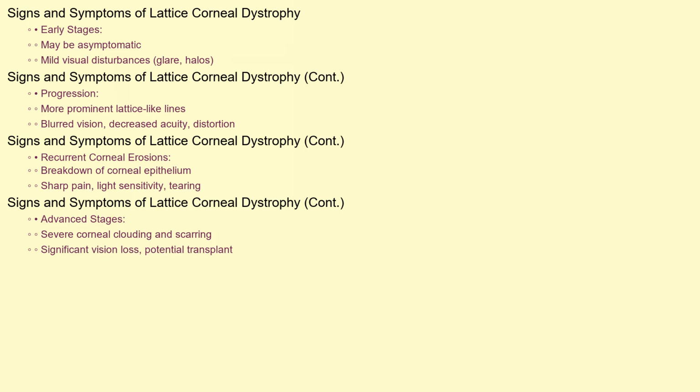Recurrent corneal erosions are a common and painful symptom. These erosions occur when the outer layer of the cornea, the epithelium, breaks down, causing sharp pain, light sensitivity, and excessive tearing. These erosions can occur spontaneously or be triggered by minor trauma to the eye. In advanced stages, severe corneal clouding and scarring can lead to significant vision loss, potentially requiring corneal transplantation.